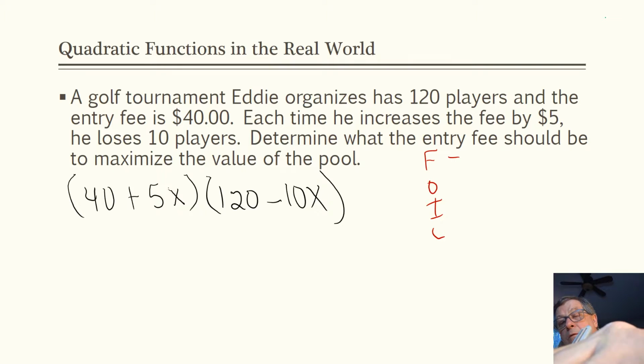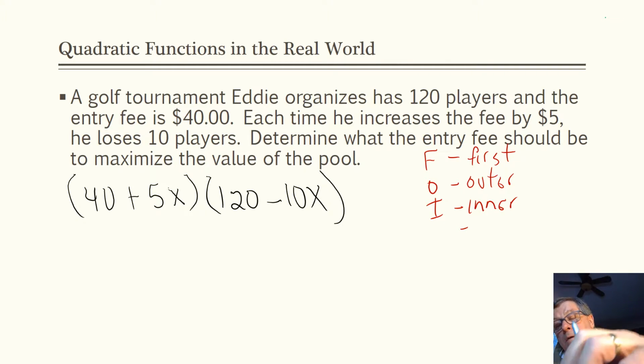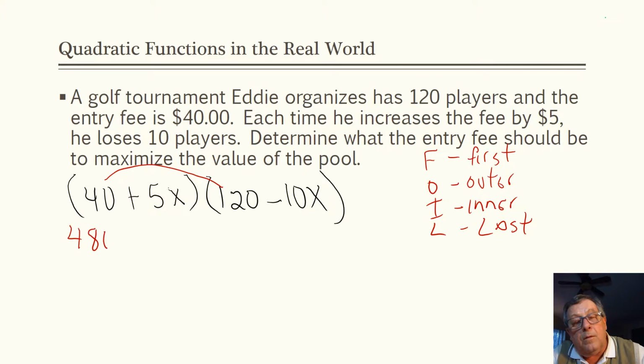F-O-I-L, where FOIL stands for first, O stands for outer, I stands for inner, and L stands for last. And this is how we're going to multiply these two binomials here using FOIL. So I multiply the first numbers, the 40 and the 120, and we get 4,800. 40 times 120 is 4,800.